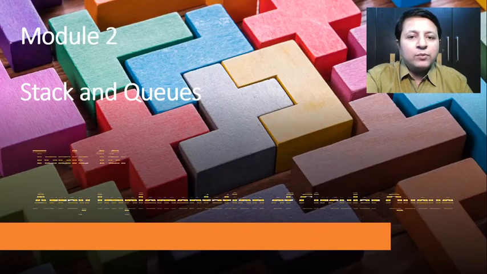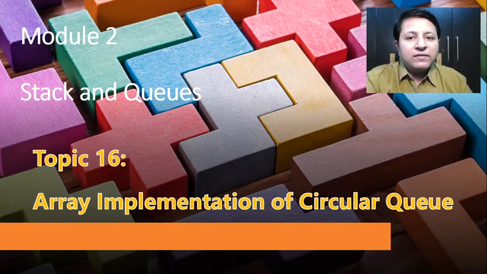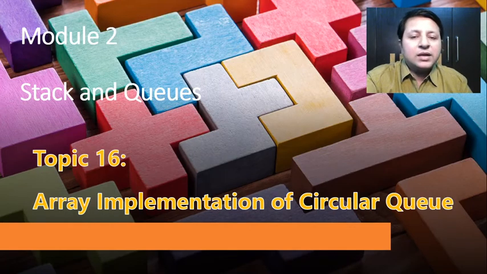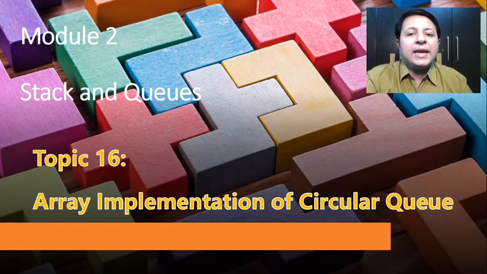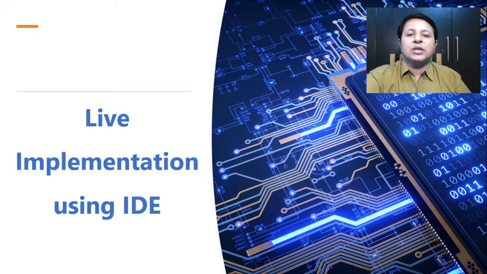So in this video, we will be looking at array implementation of circular queue. See, in the previous video, we have discussed in detail the circular queue conditions. So if you have not seen that video, you can very well see that video before coming to the array implementation. You can see the link of the video in the description. Fine, so let us go ahead with the array implementation of circular queue. So let us start with the live implementation using IDE.